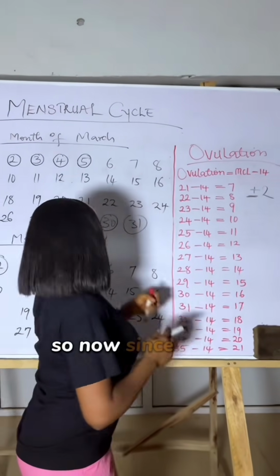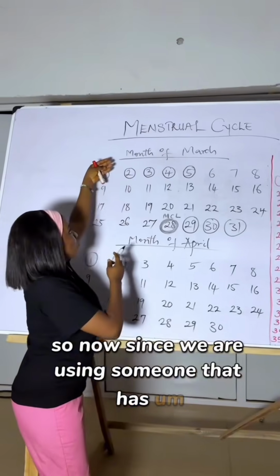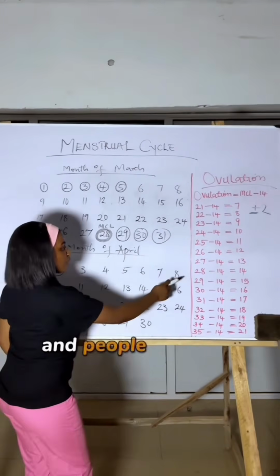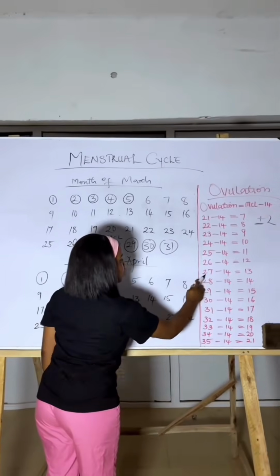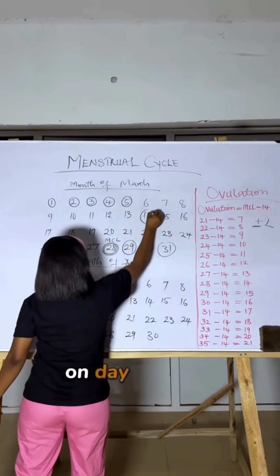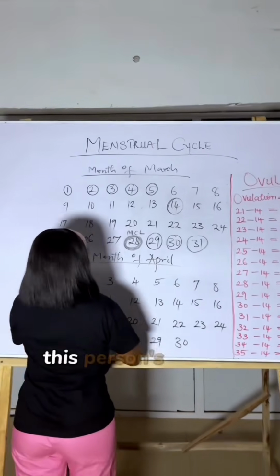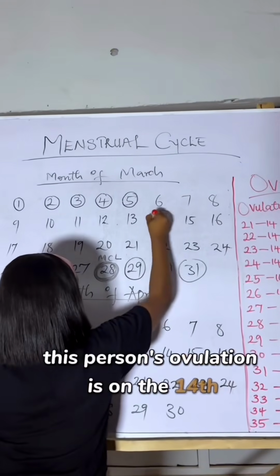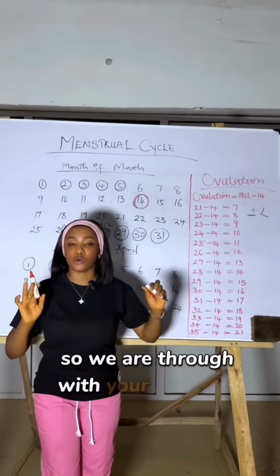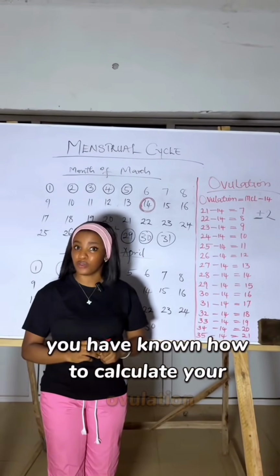So now, since we are using someone that has a 28-day menstrual cycle length, for example, and people that have a 28-day menstrual cycle length ovulate on day 14, it means that this person is ovulating on day 14 of the menstrual cycle. So we are through with your ovulation. You have known how to calculate your ovulation.